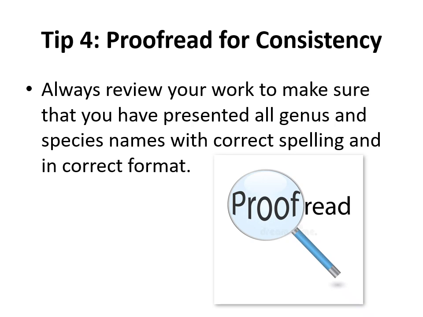Tip 4, proofread for consistency. Always review your work to make sure you've presented all the genus and species names with correct spelling and in the correct format. Proofreading is important. Again and again, I see students start off with the genus and species name correctly presented, but then later in their report or in their posting, they don't underline, they don't italicize, they misspell, they don't present in correct format. So if you just take a few moments to proofread your postings before submitting, that can make a big difference.